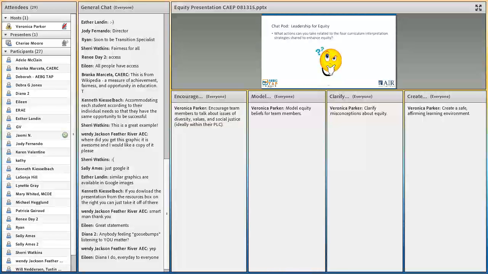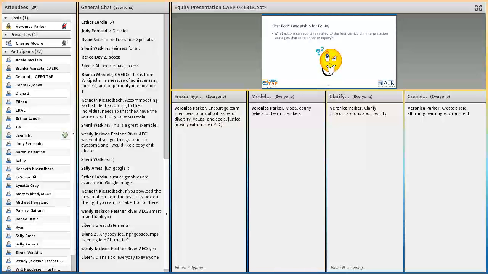I've talked a lot and I've shared a lot. I'm going to ask now that you think about those 4 areas that we just went through quickly, those 4 strategies that you can focus on, and think about what actions you can take as a leader for equity related to the 4 curriculum interpretation strategies. And again, there are 4 frames within which we can look at equity in education, 4 domains of influence. But looking again at curriculum interpretation, what are some actions that you can take to enhance equity?